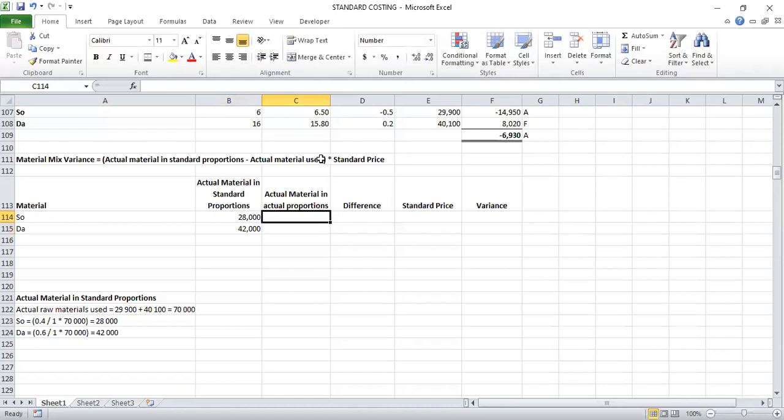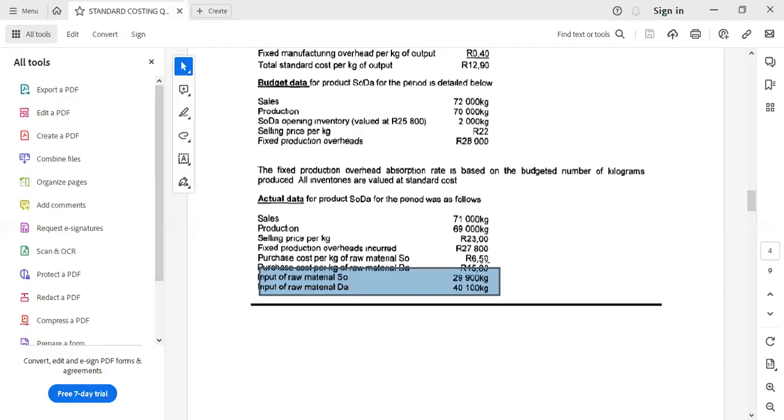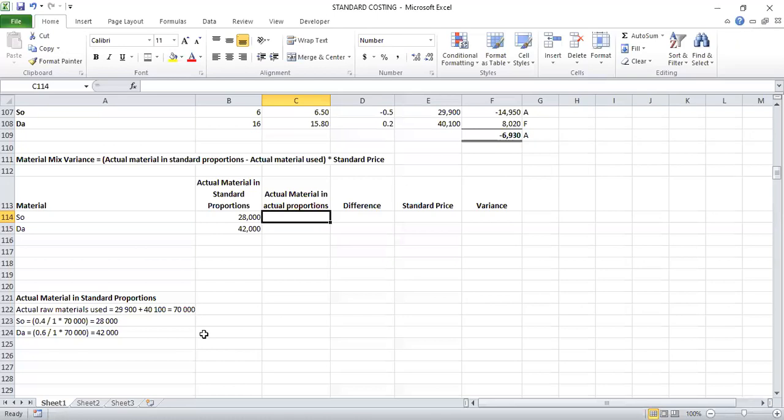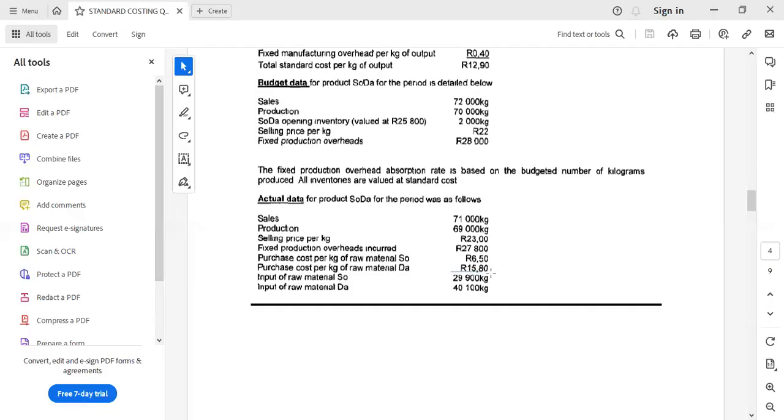Then here we're talking about the actual usage that they did. Before I go to that, let me explain. What we're saying is, if in their production process they use 70,000 kgs, our expectation is that they would have used 28,000 of Sosa and 42,000 of Da if they followed the recipe that they are supposed to use. But then actually they didn't do that. In the actual production process, they used 29,900 of Sosa and 40,100 of Da. So that means they did not follow the recipe as it is.